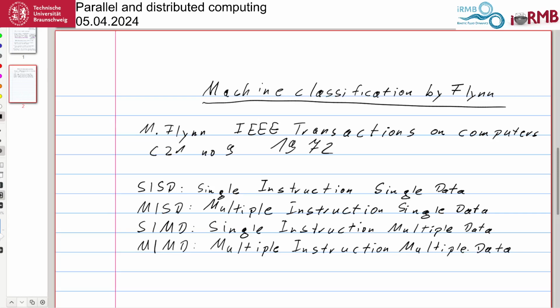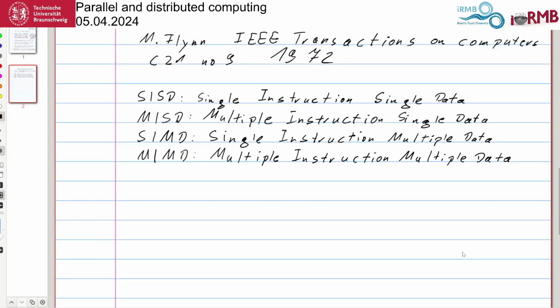Okay, let's look at these machines. So how would they look like? The one that is the simplest and was the one that was common, of course, back then in the 70s, is the classical single core machine.